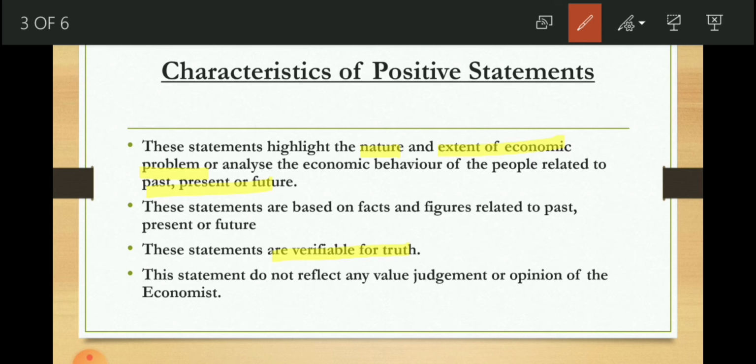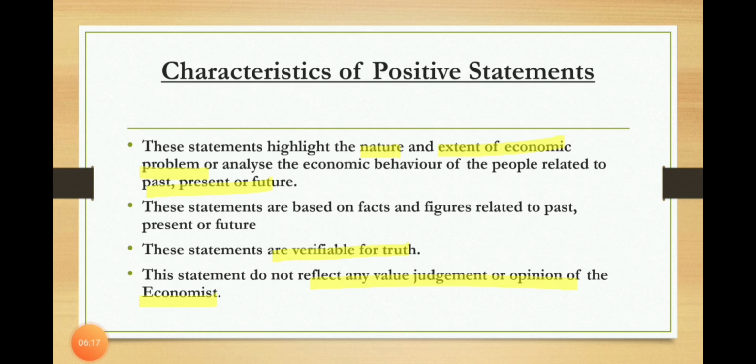Then, these statements do not reflect any value judgment or opinion of economists. This point is to be considered here, that these statements are not the point of view of any person. It is not my point of view that I say it might be 22% of the population of India below the poverty line, or that they might be absolutely poor. That would be called an opinion, because that would be my own personal thinking. But here we are talking about something that is not someone's opinion. Alright, it is not someone's opinion.